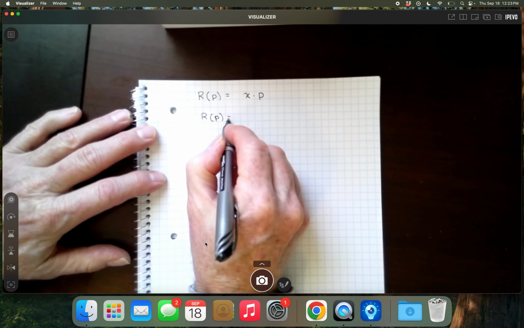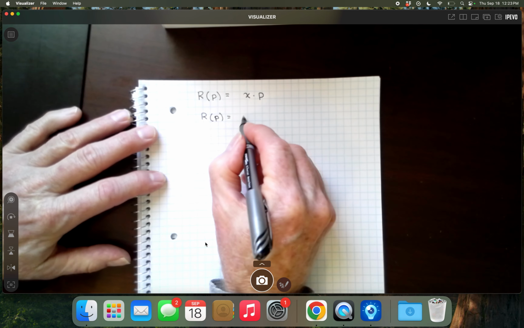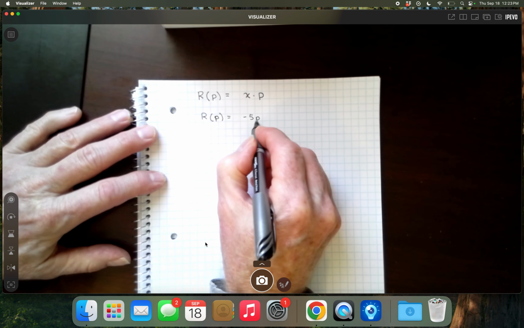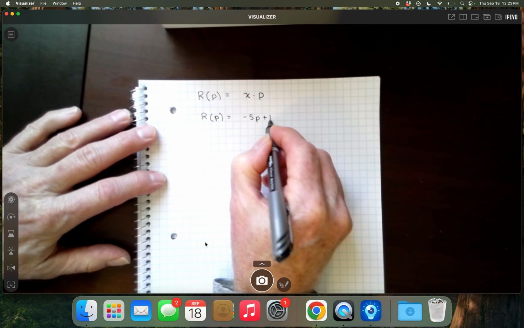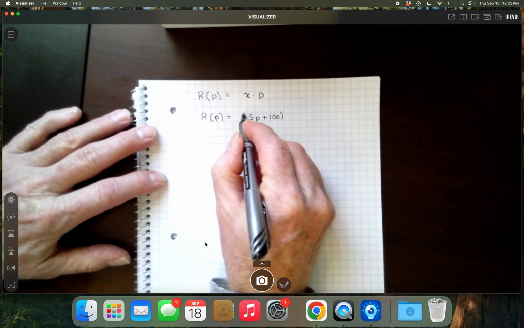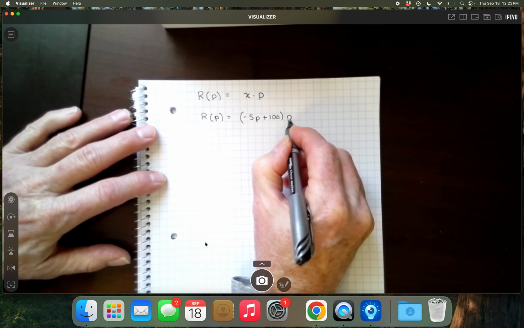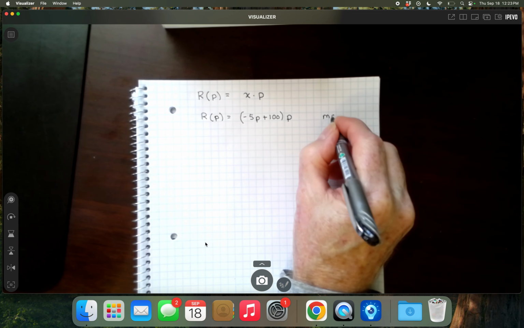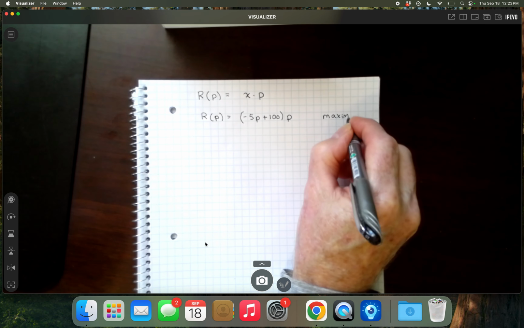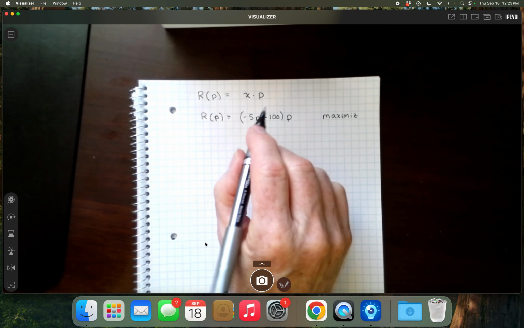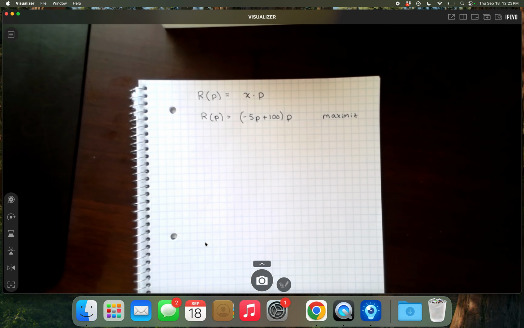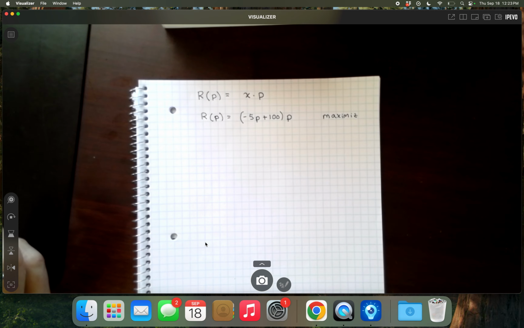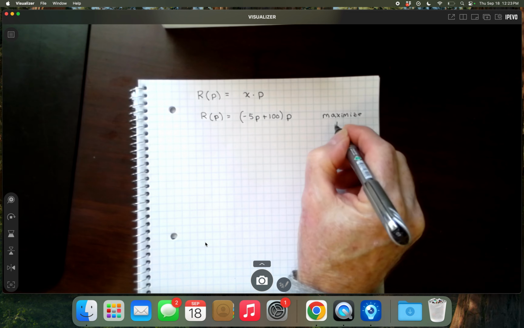So my revenue is going to be equal to the demand equation, which was minus 5p plus 100 times p. And what we need to do is maximize this. You say, what do you mean maximize? Find the maximum value. Well, no, hey, we're not asking you to find what the maximum revenue is. We're asking you to maximize, find the input that makes it maximum. Find the optimum price. Maximize this.